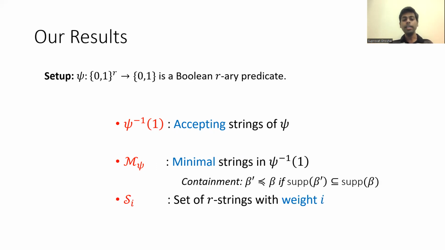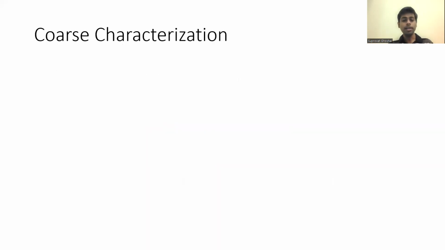And finally, we have this notation, script S of i, which denotes the set of r-length Boolean strings of Hamming weight exactly i. Now, these are all the notations that we need to state our results. So let's now move on to our first result. As promised, our first result is the one related to coarse characterization.